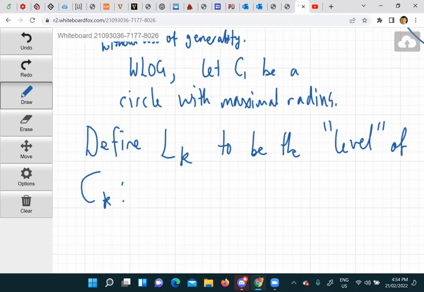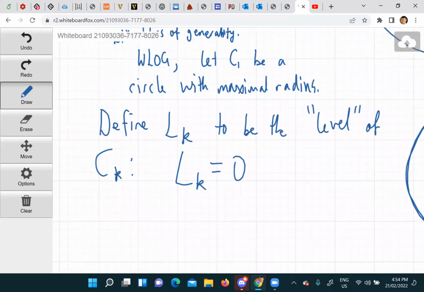Okay, so the condition for the level: we say LK is level 0 if CK is not inside C1. Our notation for whether something's inside something else is like this. This is if it's inside C1. And usually in maths, for the negation of that condition, you just put a line through it.